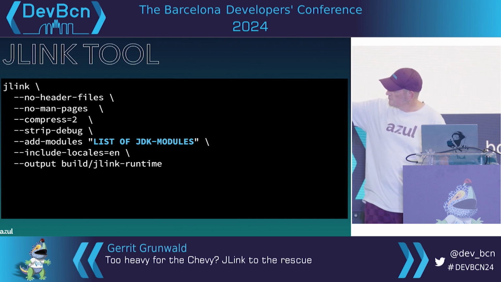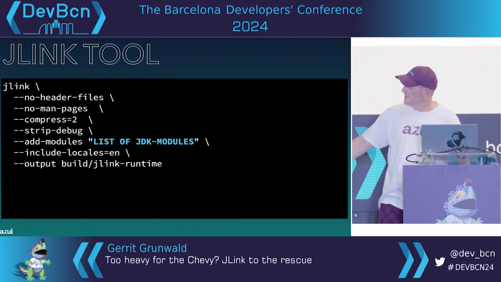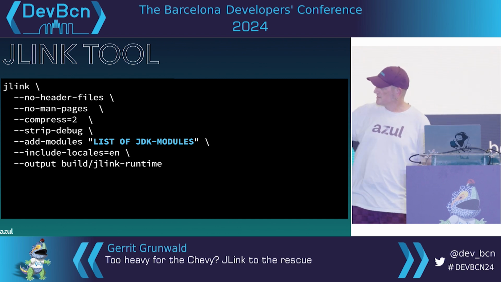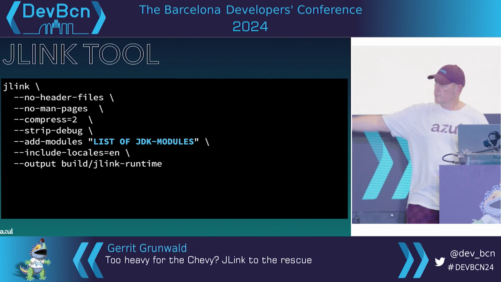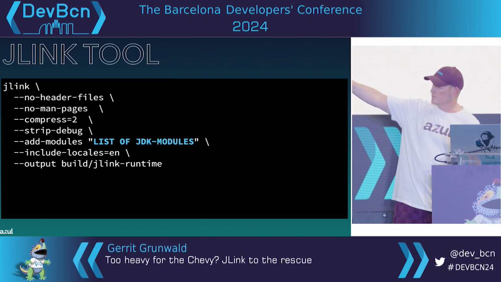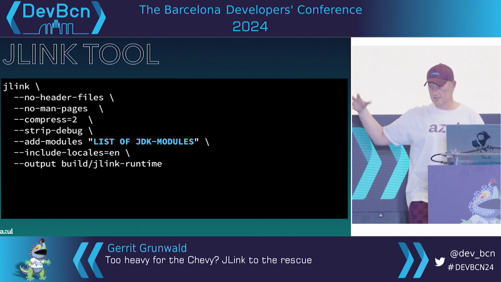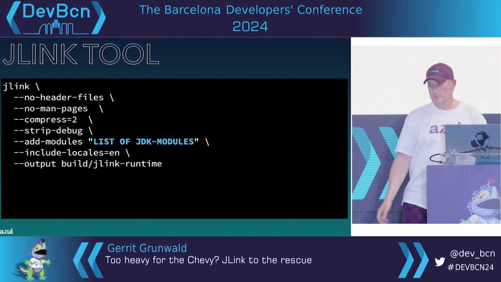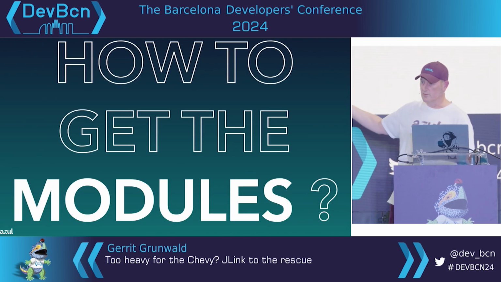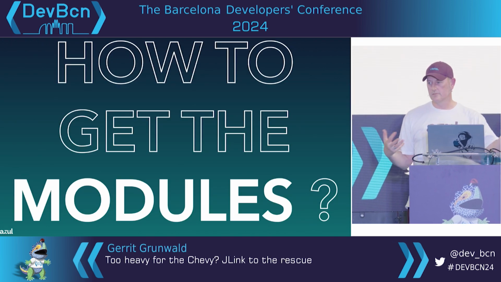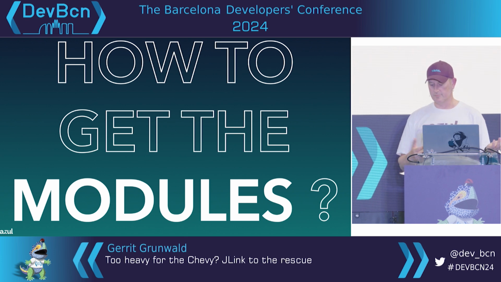And it comes with some command line flags. As we can see here, compress is deprecated but still works. The important part is the list of JDK modules. You add the modules that you would like to use in your custom runtime. That's the idea. The question is how to get the modules, right? How do I know which modules are used by my application?